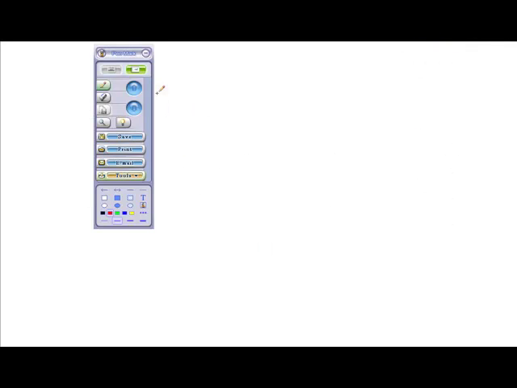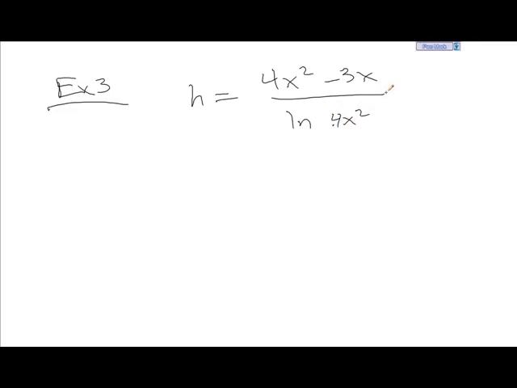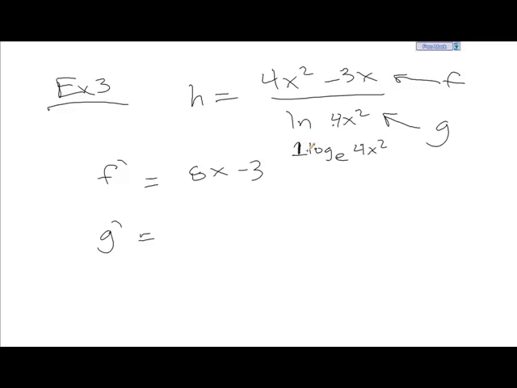Let's just do one more just to kind of settle the dust a little bit. So let's say example 3, we have h equals, let's say, 4x squared minus 3x over the natural log of 4x squared. So there's my f, there's my g, and so my f prime, which I will need, is 8x minus 3, and my g prime, well, this is a log function. Now recall, this is ln, really means log base e of 4x squared. There's a coefficient of 1 here, because I will need to identify a, there's my b, and this now is my u.